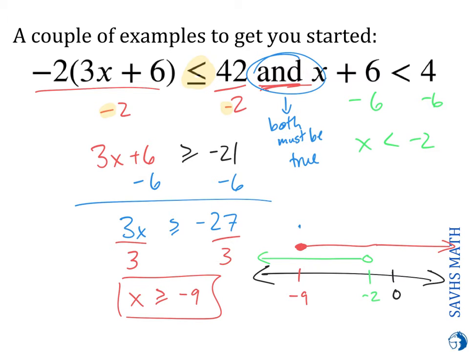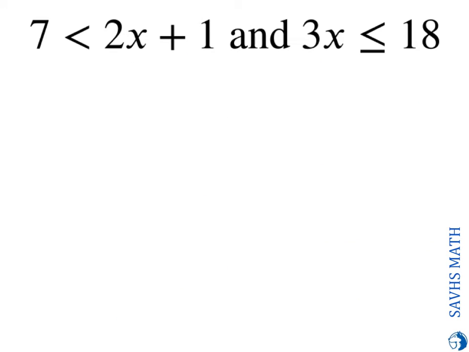So where is it true that they're both true? Okay, so right here, all the way to here, and then you just kind of connect those. Usually ands point towards each other, and ors point away from each other, but that's not always the case, so be careful. Okay, next one.